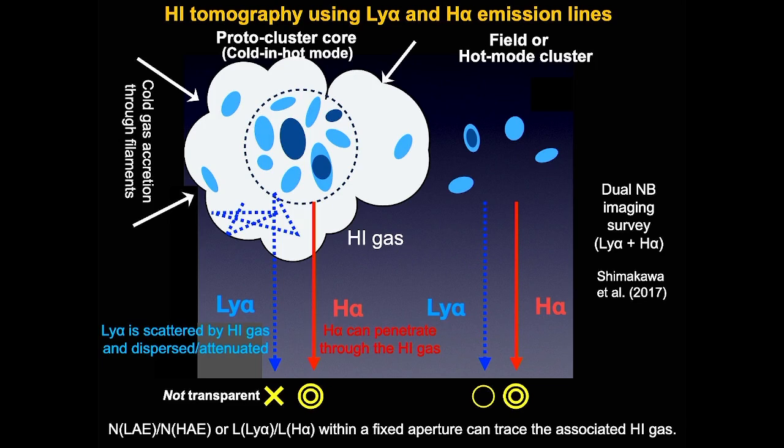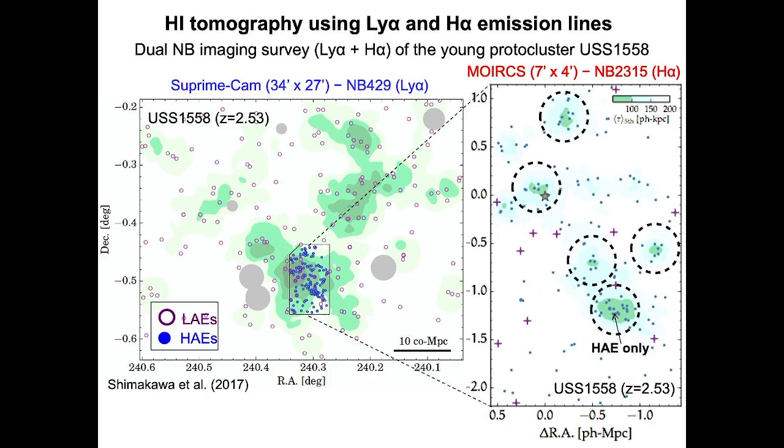However, if you don't have such large-scale associated gas, Lyman alpha photons can penetrate and arrive to you, right? And therefore, using the number of the Lyman alpha emitters divided by the number of the H alpha emitters, or the flux luminosity ratio between Lyman alpha and H alpha within a certain fixed aperture, you can trace the associated HI gas. Okay? And we apply this technique to one of the protoclusters, the young protocluster, and we use those two narrowband filters. One is optical, capturing the Lyman alpha, and one in the near-infrared, capturing H alpha.